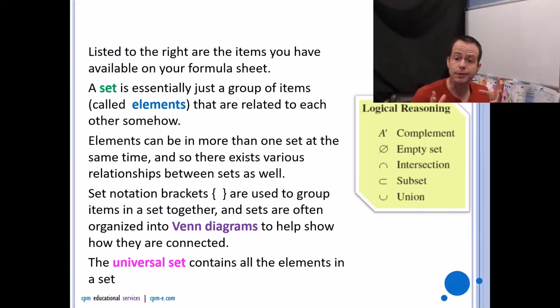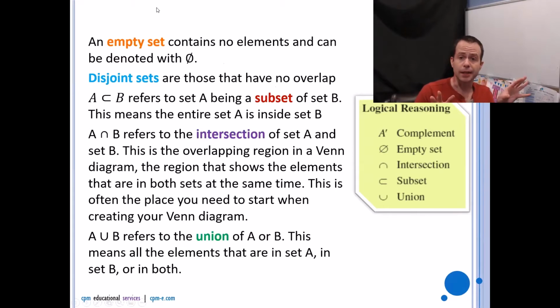The universal set is the set that contains all the elements, okay? So it's essentially everything you're talking about for that particular question. Okay, an empty set contains nothing, there's no elements, and it's denoted with a zero and a slash through it.